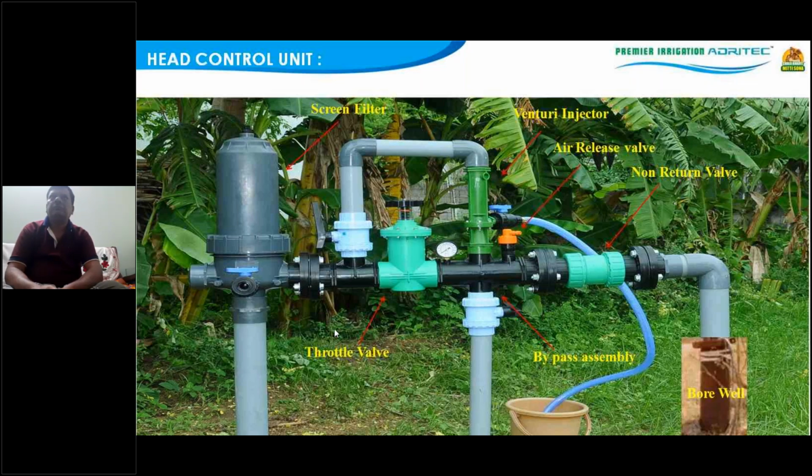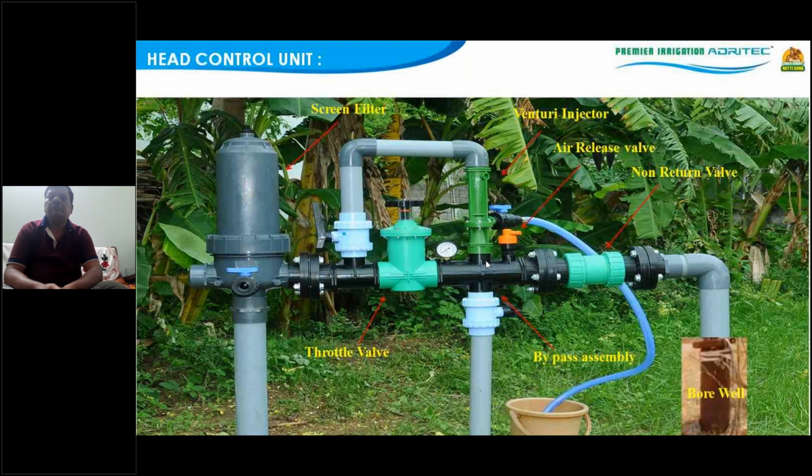By chance, if the farmer in the field closes all the valves and switches on the motor, and if you have kept the bypass assembly on, then the water will keep circulating and it will prevent your motor or your submersible pump from burning out.